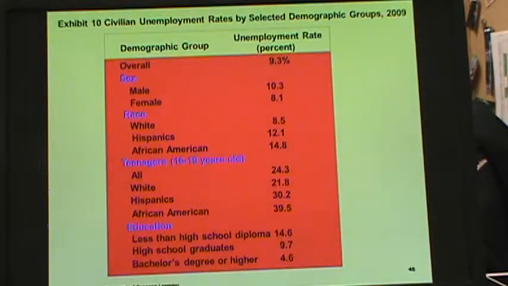Here's an FYI slide, Exhibit 10 in your books. It's going to break up the unemployment by selected demographic groups. Overall, in 2009, we were at 9.3% unemployment. The ratio between male and female: 10.3% were male, and 8.1% were female.